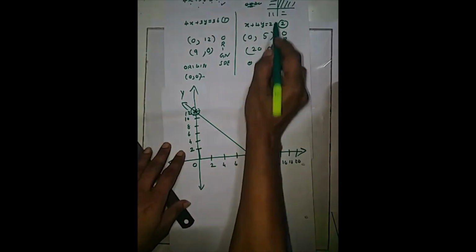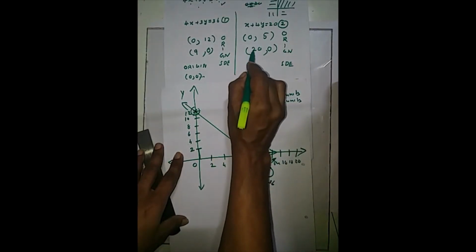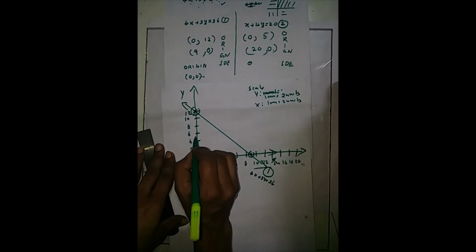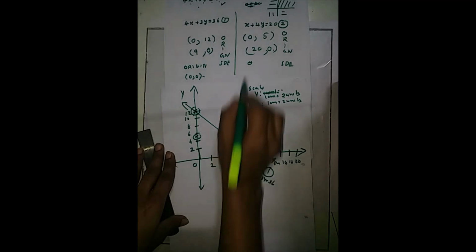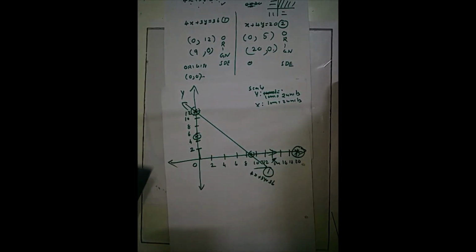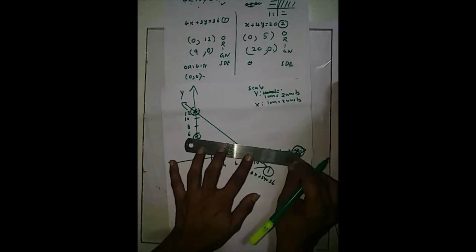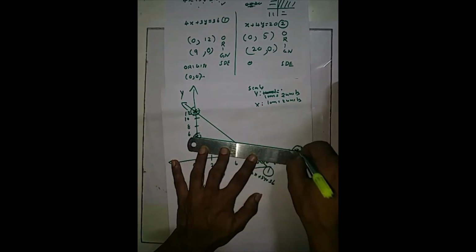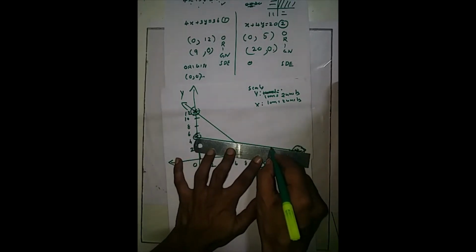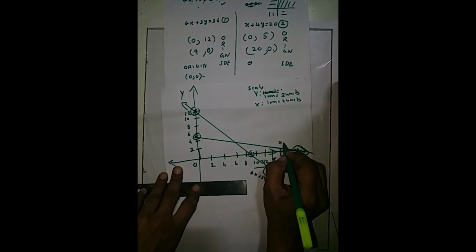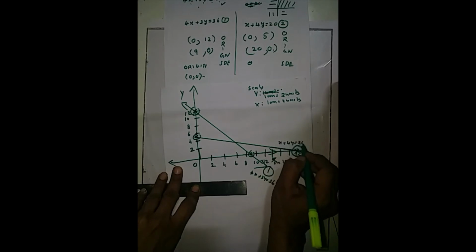For drawing the second line: 0, 5 and 20, 0. 5 comes in between 4 and 6. Then 20, 0. Joining these 2 points, you will get equation number 2. Immediately give equation number 2 or name of the line: x plus 4y equal to 20.